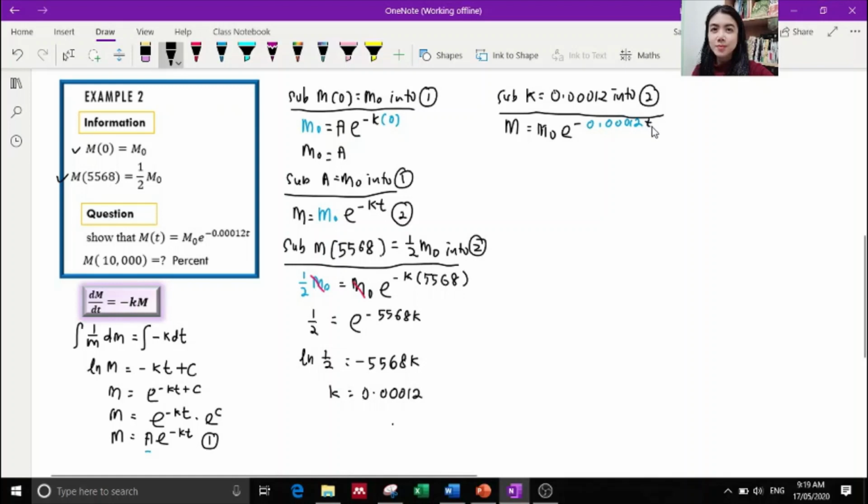Please make sure that you do not forget to write the negative. We are talking about the model of the radioactive decay. So this is the mathematical equation for these questions. So you must have the negative because we are talking about radioactive decay. So now we have settled the first part, that is they ask us to show that your M, the mass at any time, is actually equal to this one. So we have managed to show that. So this is shown.